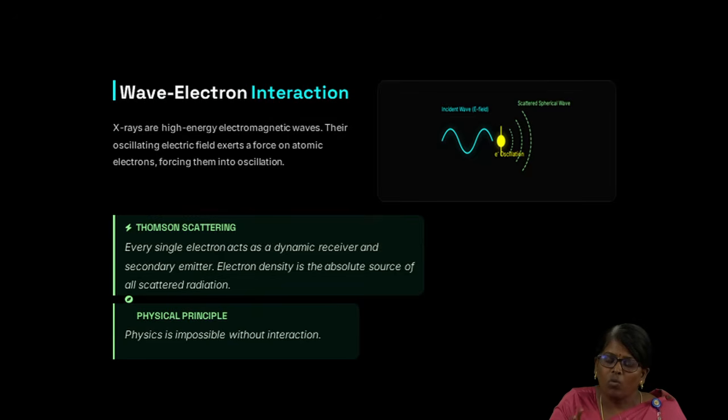So what is the wave electron interaction? That is the X-ray wave and electron interaction. We know X-rays are high energy electromagnetic radiation. The magnetic field component of the X-rays will not interact with the crystal. Only the electric field component of the X-rays will interact with the electron density in the crystals.